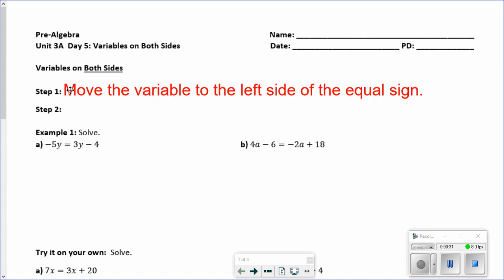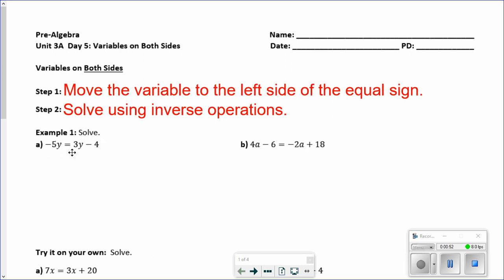Step 1, we're going to move the variable to the left side of the equal sign. So we are always going to have it on this side. Okay? And then step 2, solve using inverse operations. Once we have moved the variable to the left side, it creates the two-step equation, which we all know how to do. Okay? So example 1, we're going to solve this.